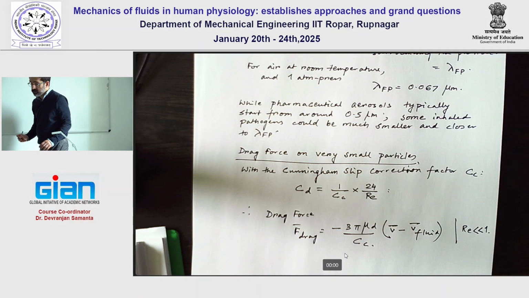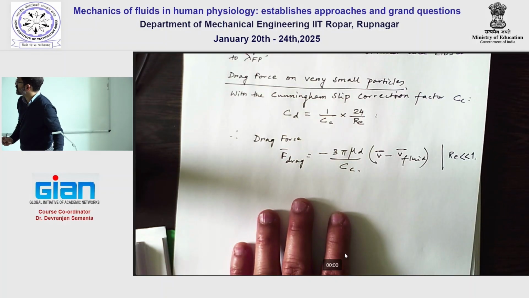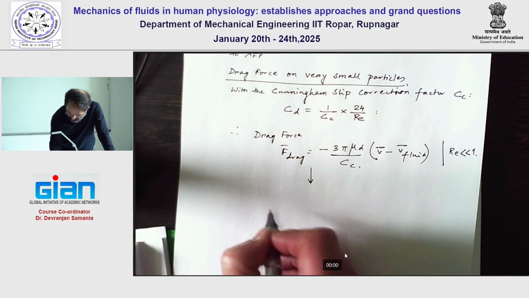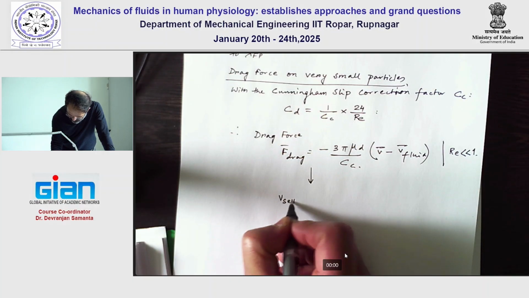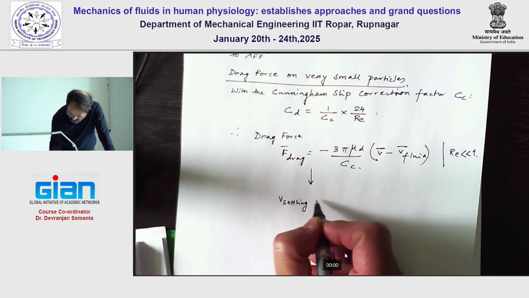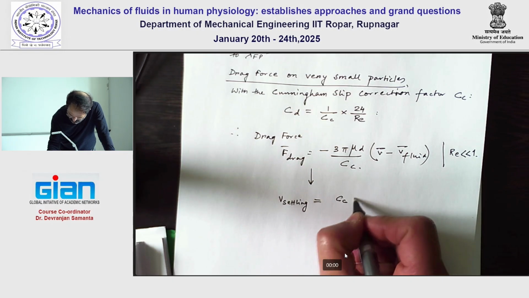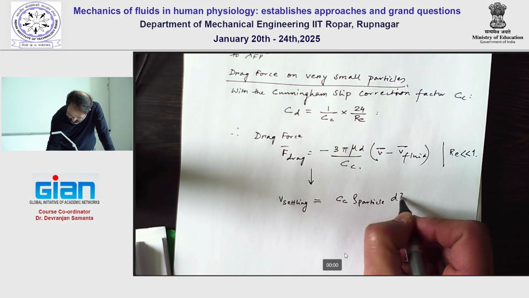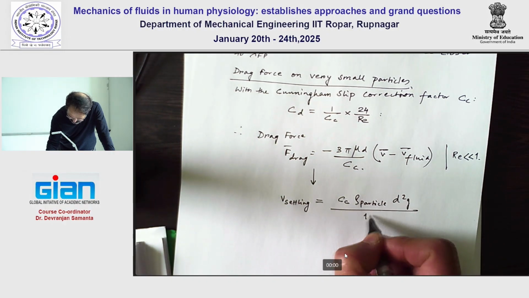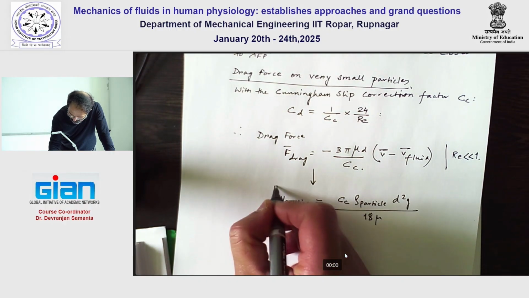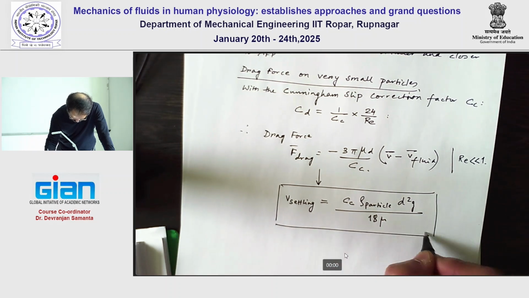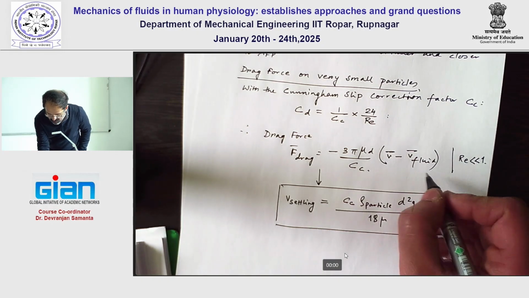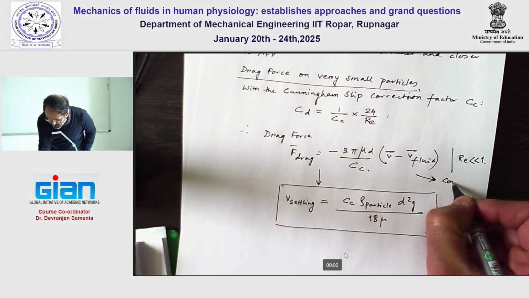Following the same line of calculations as we did before, we can figure out that the V settling in this case would be CC times rho particle d squared G over 18 mu. So this is the correction to equation 4 on our lecture notes.